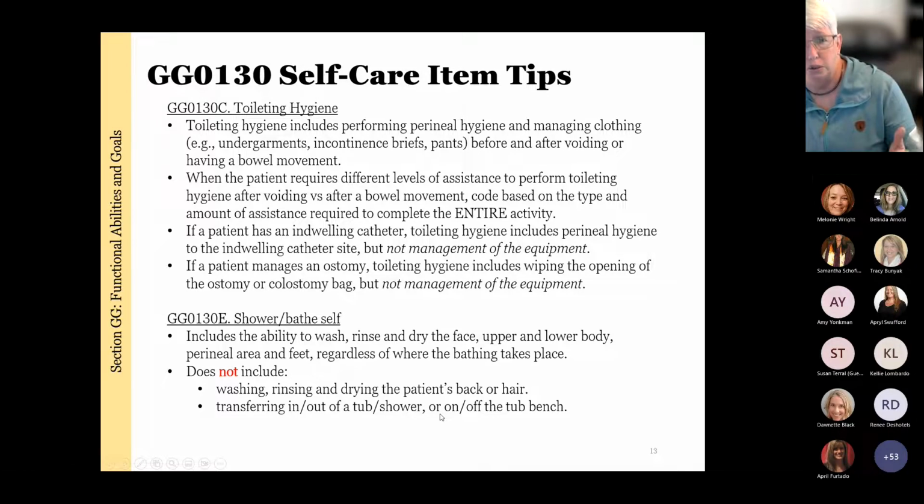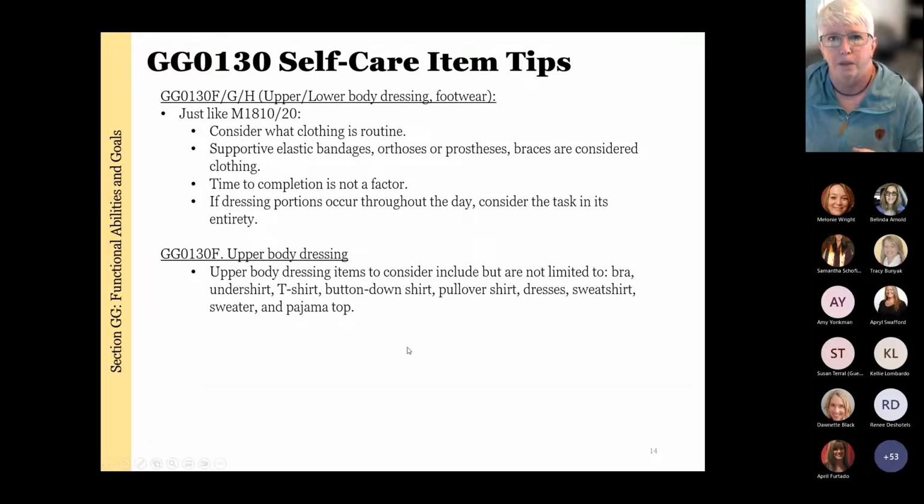It doesn't include washing, rinsing, and drying the patient's back or their hair. The hair is nowhere in the OASIS at all, but the back is in the M1830 item, not in this GG item. It also does not include transferring in and out of the tub or the shower, or on or off the tub bench. We don't care how you got there, wherever it is. Just tell me about the bathing task itself. So that's why this is a tough one to compare to the M18 item, because there are some really key differences there.